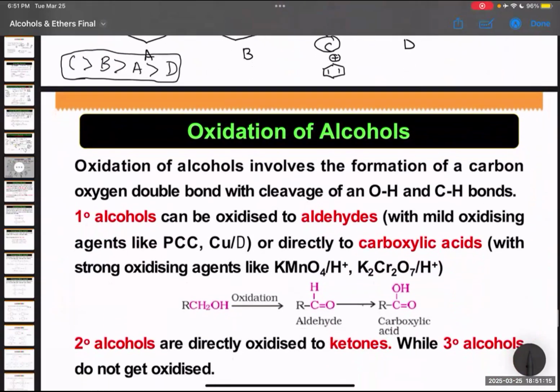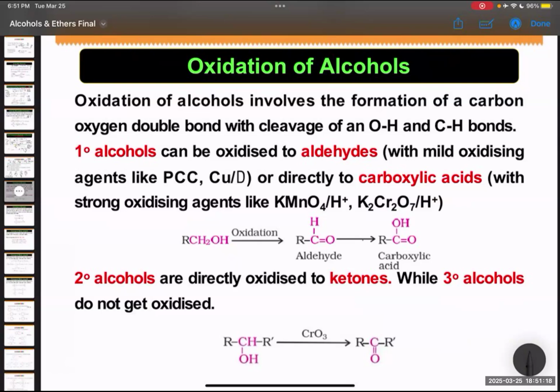So now let's move to the next topic, which is oxidation of alcohol. Alcohol gets oxidized. Oxidized means removal of hydrogen. So hydrogen gets removed from the O-H and the carbon. This is not removal of water. This is removal of hydrogen only. And if the hydrogen is removed, what do you get? You get a double bond. You get an aldehyde, a ketone, or a carboxylic acid. This is known as oxidation of alcohol. Very important thing. First of all, primary alcohol.